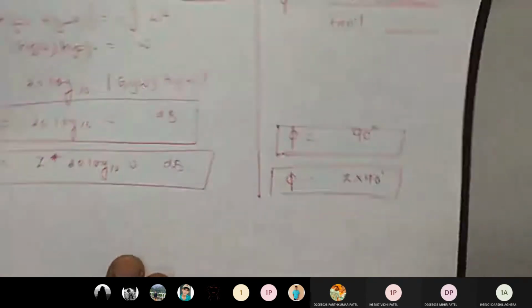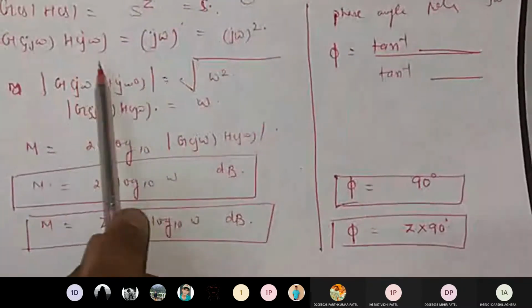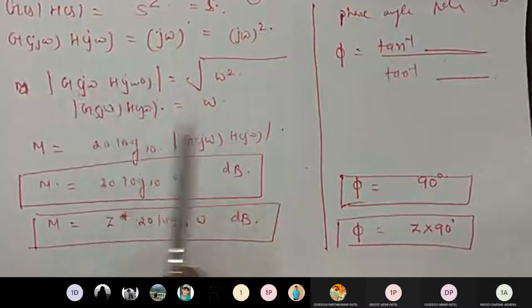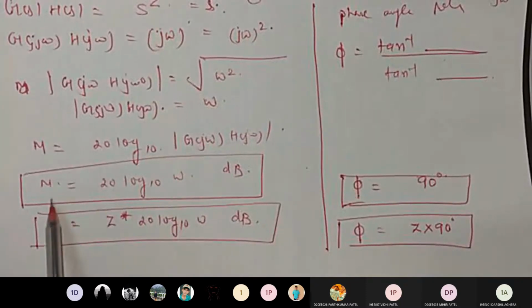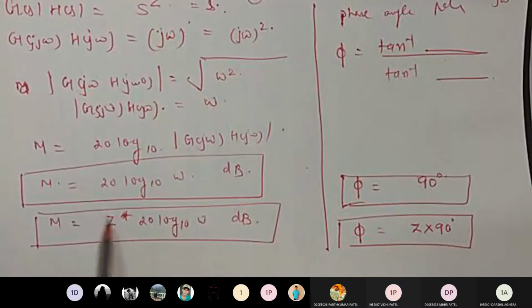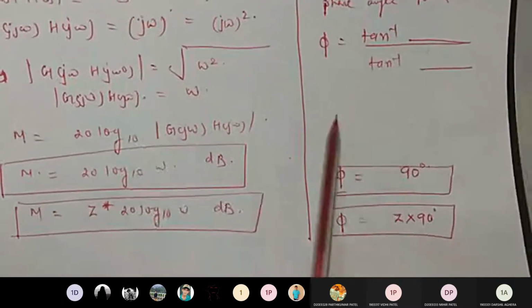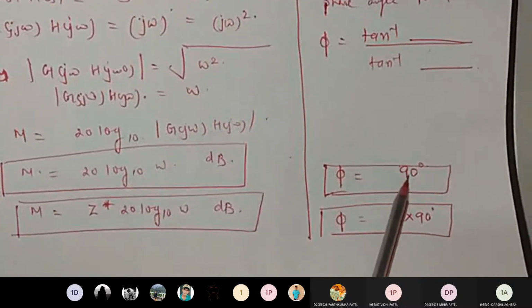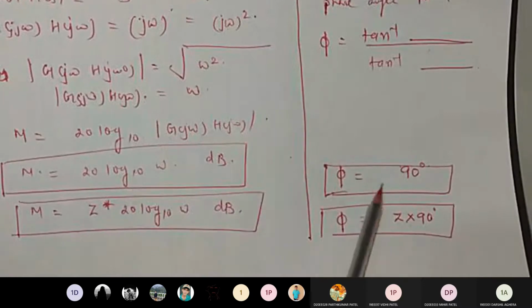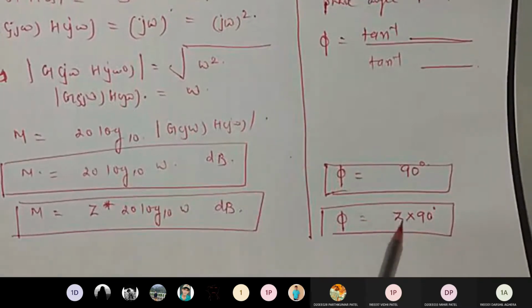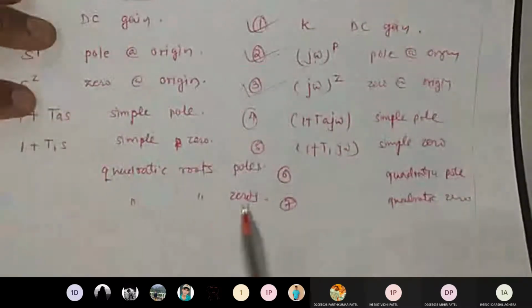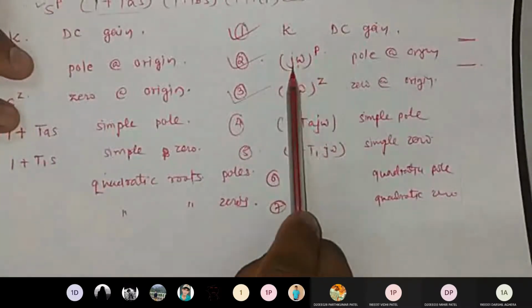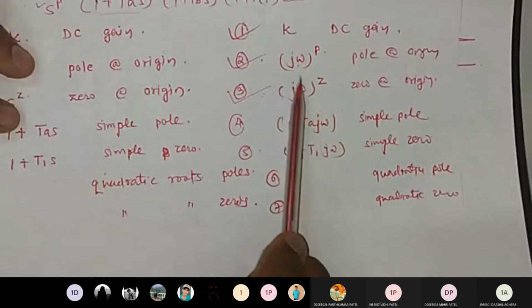Factor number 3, it is about zeros. For finding out the zeros, again we have taken this equation. So magnitude, we are having M is equal to 20 log omega. Previously it was a minus. For zeros it will be plus. Again it will be Z into 20 log omega, and for the phase angle plot we will be having 90 degree, that is plus. Previously it was minus 90 degree. Now we will be having Z into 90 degree. So we have completed these three factors: K factor, pole at origin, and zero at origin.